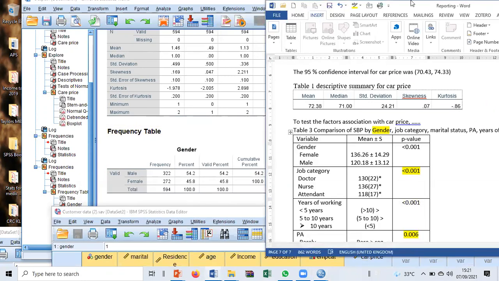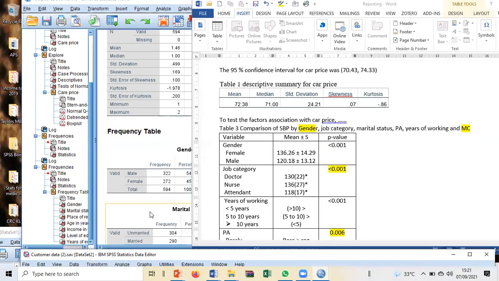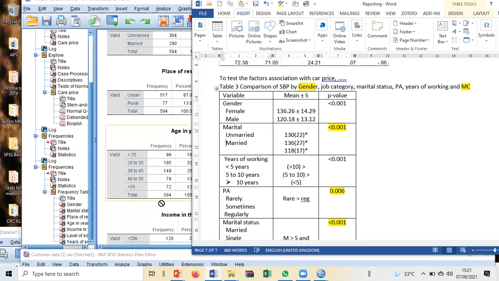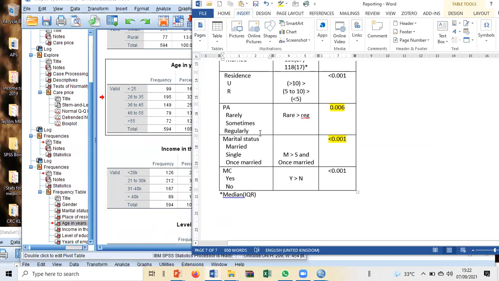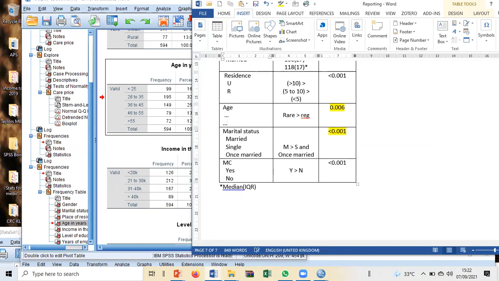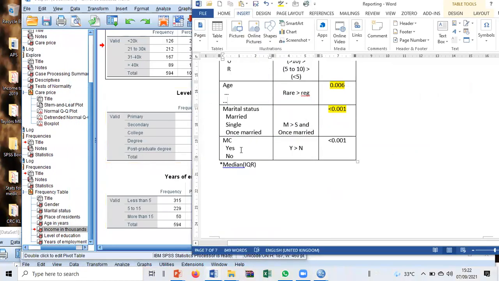So what are the variables here? Gender, next variable? Marital. Marital, how many levels? Two. Two levels. Marital, we have unmarried and married. Next. Place of residence, urban, rural. Okay, place of residence. Age. How many levels are there? Five. Okay, five levels. Okay, put all the variables. Next, income. Four levels.